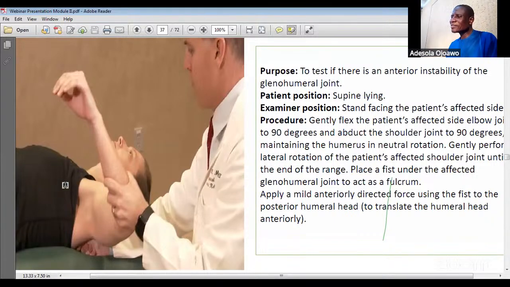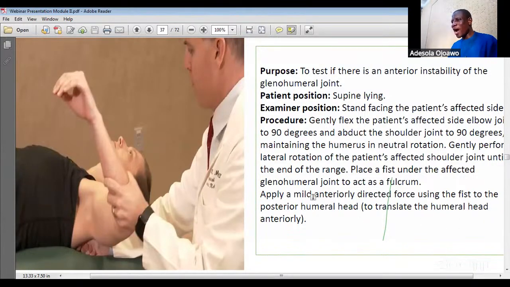The patient lies supine. The shoulder is abducted to 90 degrees and the elbow is also flexed to 90 degrees. Then you clench your fist and put it under the scapula, as we are seeing here. Then you apply a downward force, pushing the elbow down on the clenched fist. You apply a mild anterior directed force using the fist on the posterior head to translate the humeral head anteriorly.